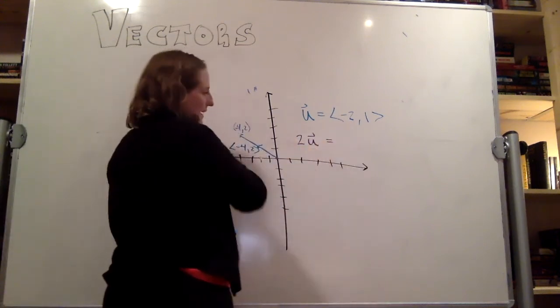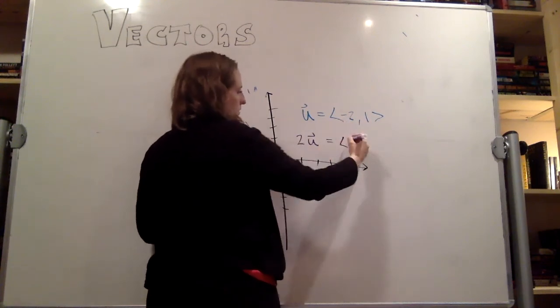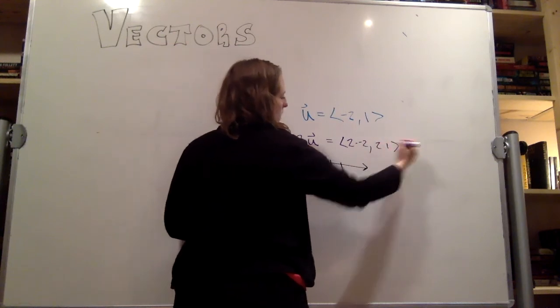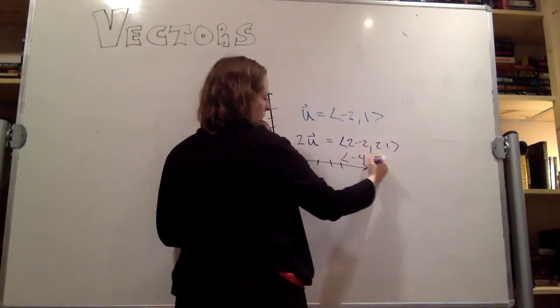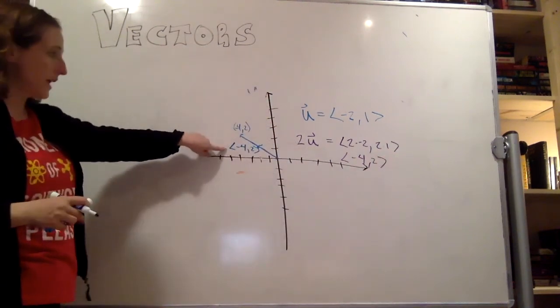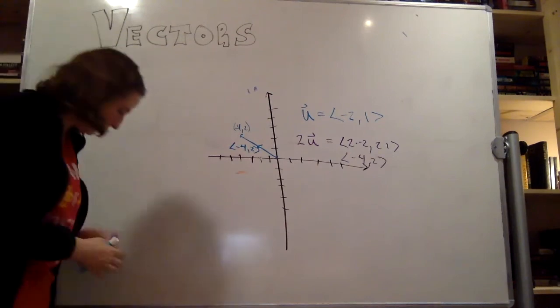When we're multiplying by a scalar, I can multiply each component by that scalar. So 2 times -2 and 2 times 1, which gives me 2 times -2 is -4, 2 times 1 is 2, okay? Which gives me that new vector, -4, 2. So multiplying by a scalar, I'm going to multiply each component.